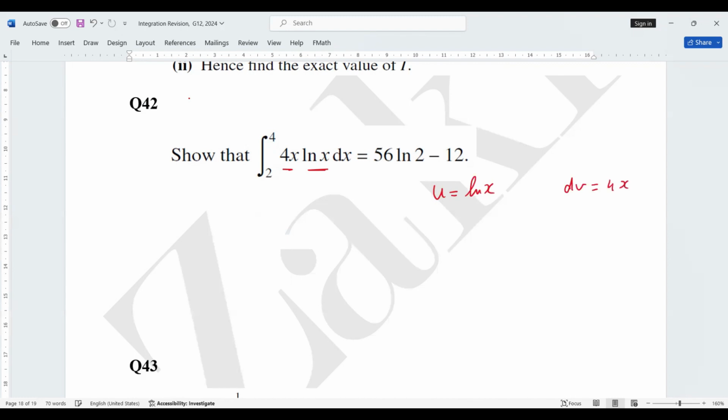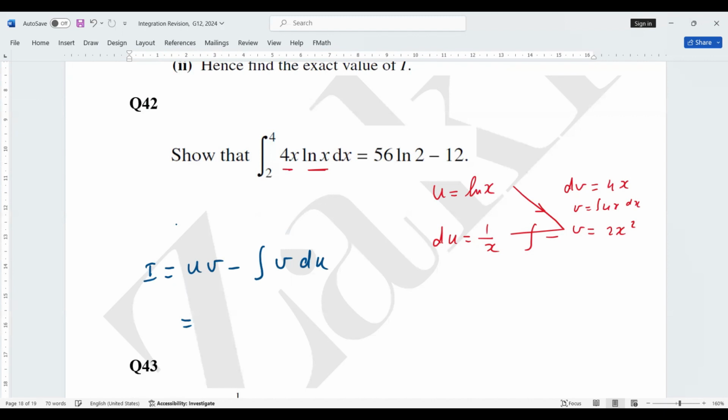Now we continue. So du, differentiation of ln x, is 1 over x. V is integration of 4x dx: add 1, divide by new power. So it's 4x squared over 2, it's 2x squared. Now do this way, please. The value of the integration I equals u v minus integration v du. This is the rule.